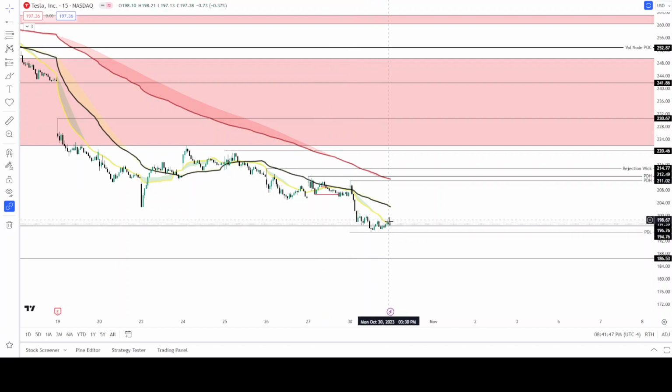So we are also flirting with the 20 period on the 15-minute chart. We set a lower low, higher low here. So we'll see if that holds. Right, we kind of just consolidated into close.